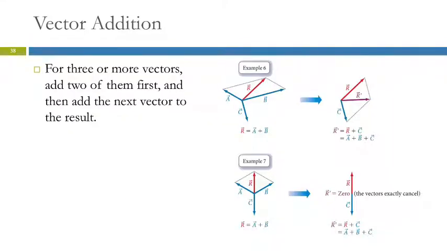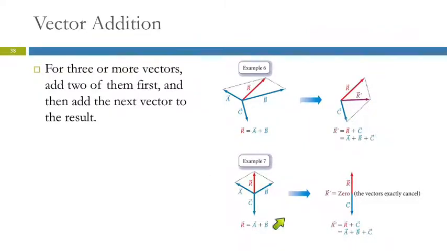The good news is you don't actually have to do this. I was supposed to teach you about it. If you have 3 or more vectors, now we're going to get into 3-dimensional space. Just do 2 at a time. So add A and B, and you get R, and then you're going to add that sum to the third one, and you're going to get R prime in this direction.